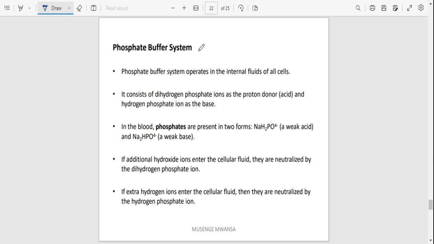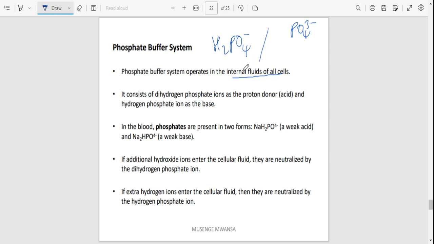Also our phosphate buffer systems. The phosphate buffer system mostly operates in internal fluids of cells, that is, inside the cells. It's going to consist of dihydrogen phosphate, that is two hydrogens and then a phosphate. A phosphate is supposed to be PO4 3 minus, but I've reacted it with two hydrogens, so the charge is going to increase by 2. So from -3 to -2 to -1, like that. So this is one component of this buffer.